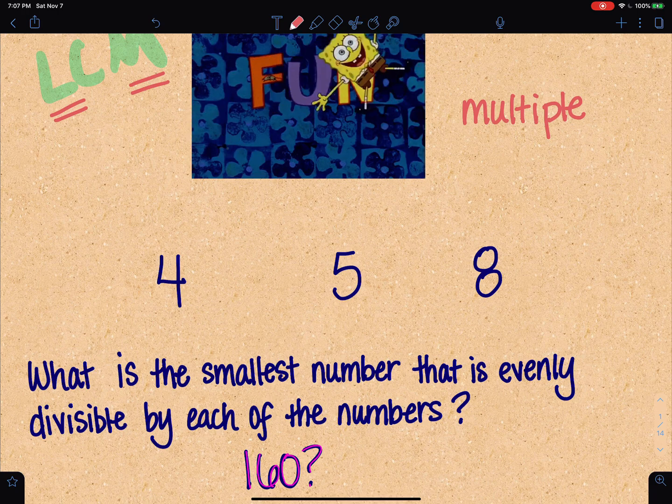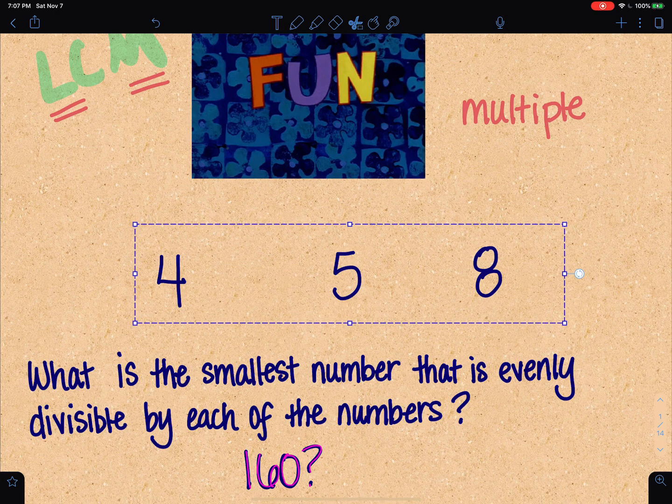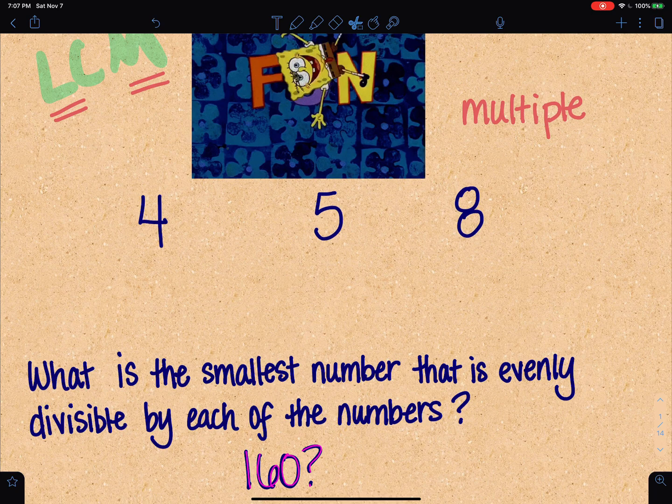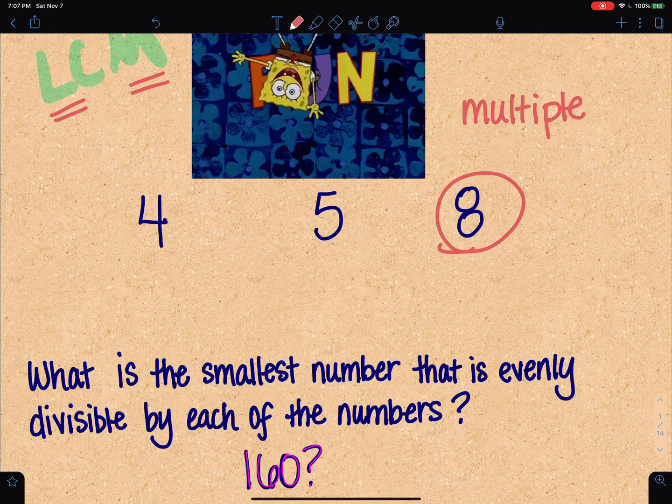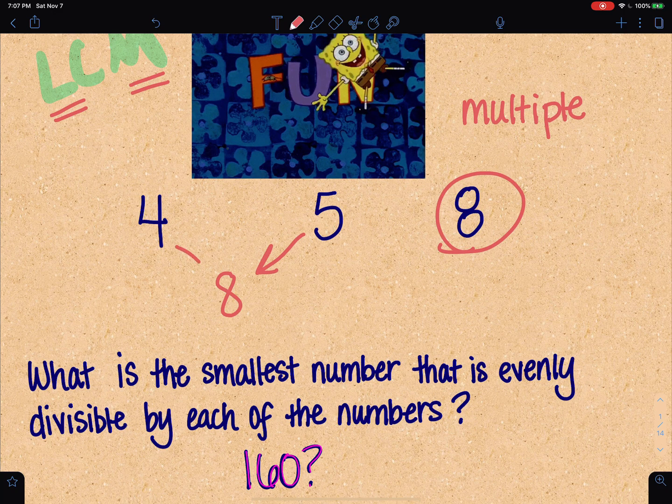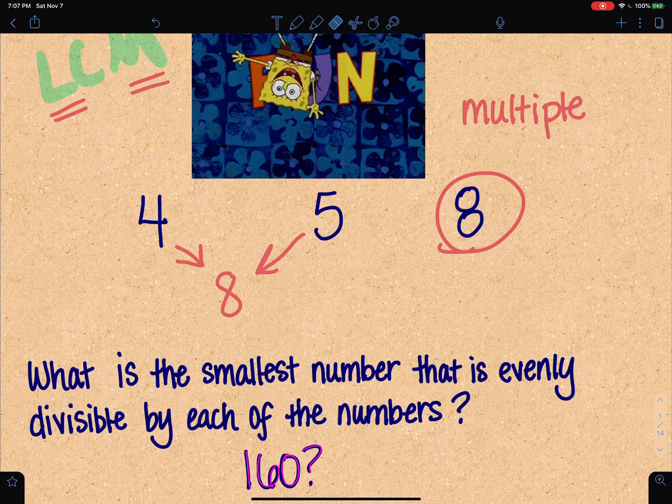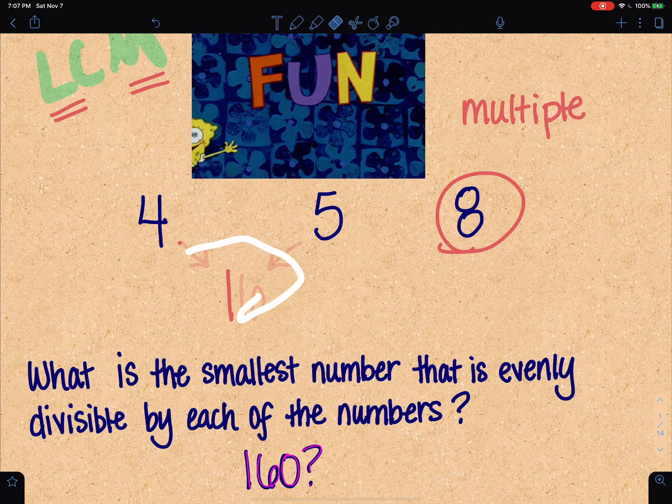numbers. So to find that, sometimes what I do is I take the biggest one out of these. So I take the 8, and then I do, well, 8 times 1 is 8. Do these go into 8 evenly? The 4 does, but the 5 does not, so it's not going to be 8. And then I take the 8 and I multiply it by 2. 8 times 2 is 16. Does 4 go into that evenly? Yes, it does. Does 5? No, it doesn't. So that's not going to be the least common multiple.